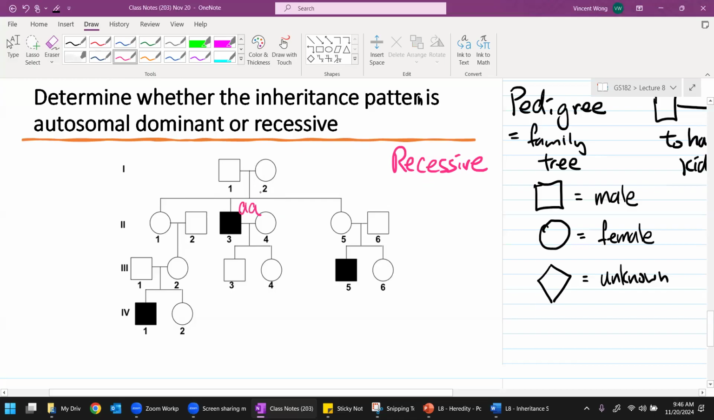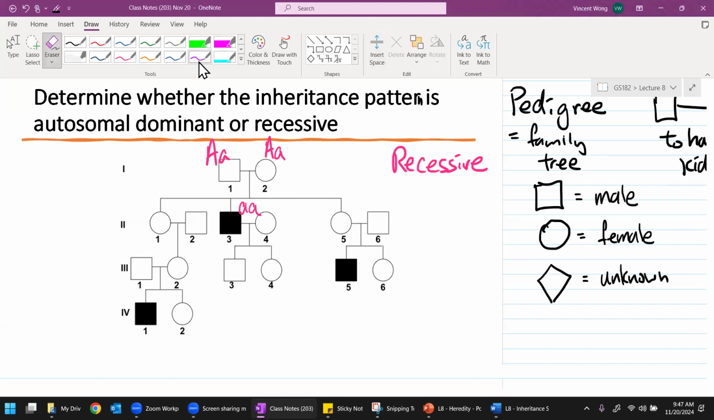Well, how is that possible though? Neither of the parents have the trait. They're not shaded in, they don't have the trait. So how can two parents without the trait produce a child that has the trait? What would be the only explanation? The parents are hybrid, right? So the parents here must be big A, small a. Based on that, it's reasonable to conclude that this is recessive.